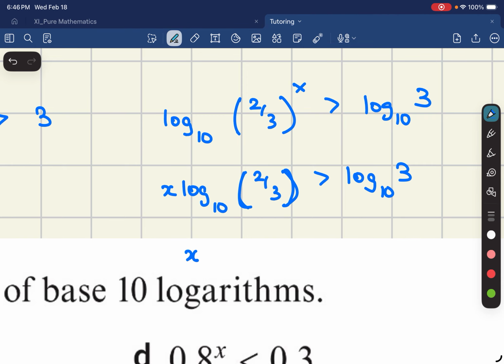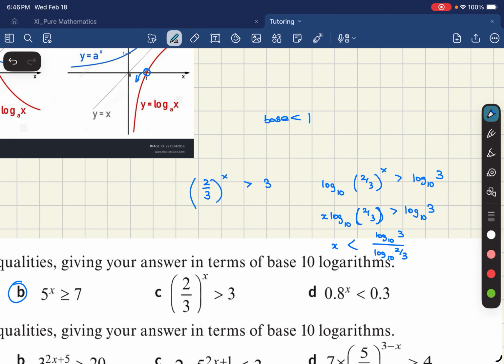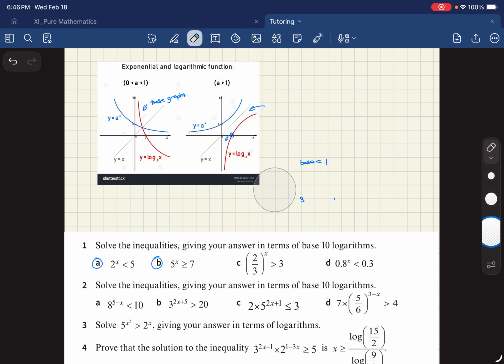So when you divide on the other side, you have to switch the direction of your inequality. So you have x less than log base 10 of 3 divided by log base 10 of 2 over 3. And that should be your final answer for C. So log 3 divided by log 2 over 3, and the direction of the inequality has changed. So this is your answer, and you can put it in your calculator. It says give your answer in terms of base 10 logarithm.